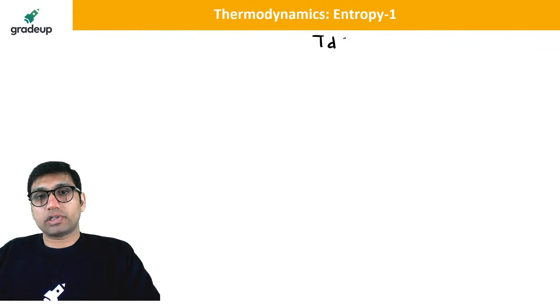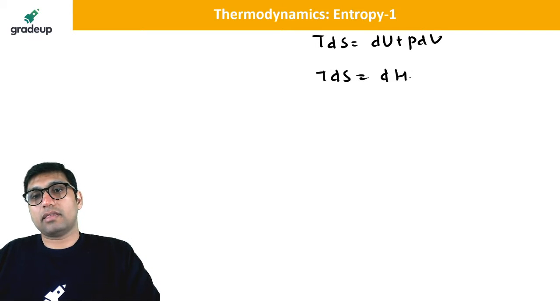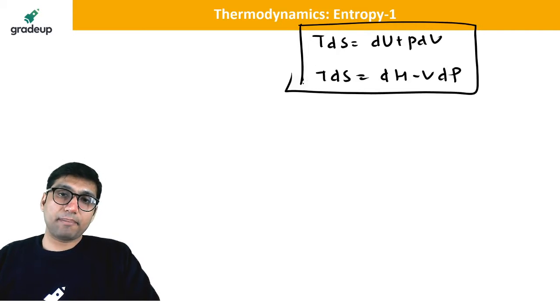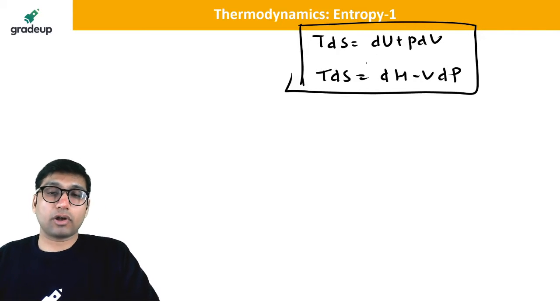There are two TdS equations which are important. TdS is equal to dU plus pdV, and TdS is equal to dH minus Vdp. These are the two equations which have been formed by using both the first law and the second law of thermodynamics. Okay, they have been formed by combining both the second law and the first law.